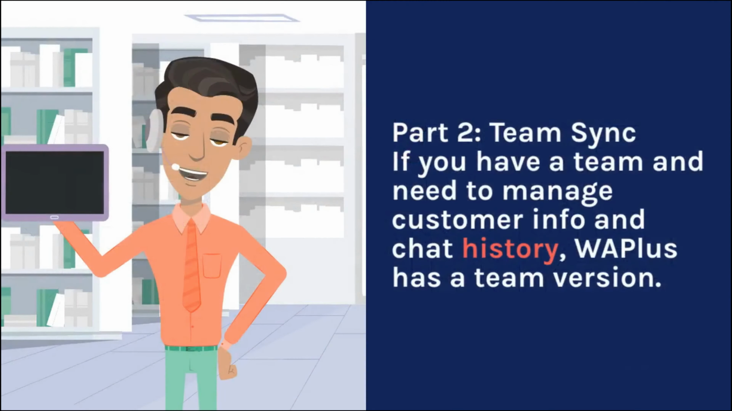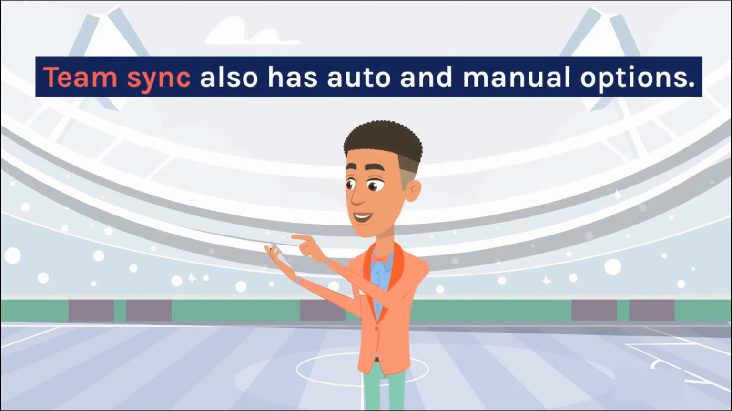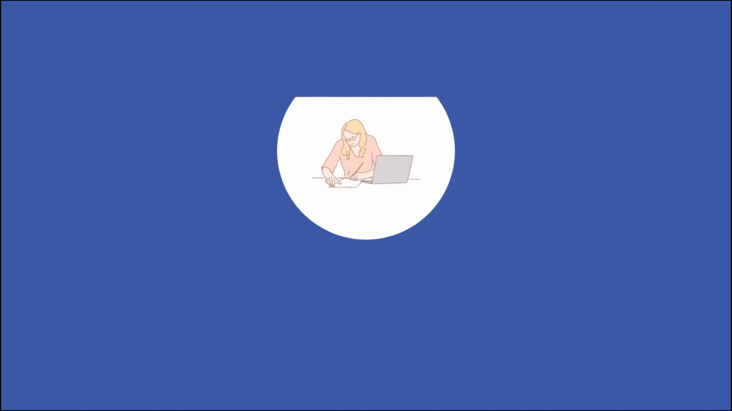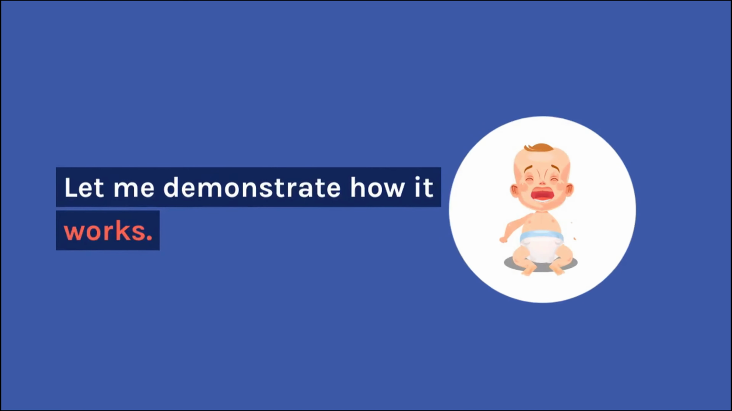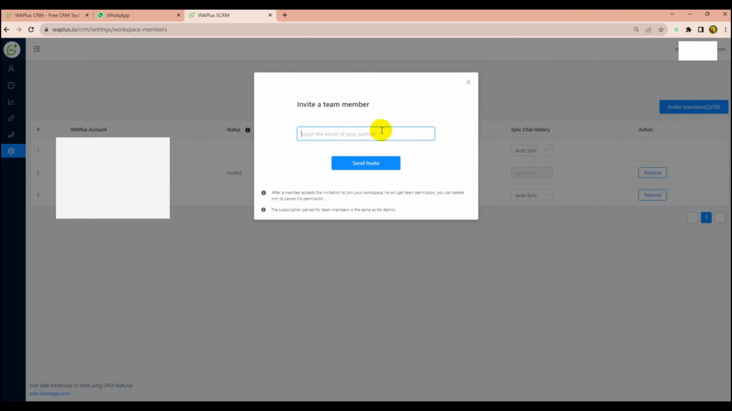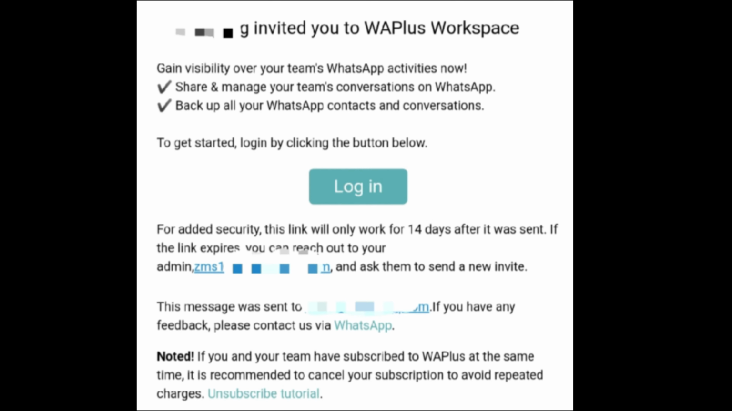Part 2. Team Sync. If you have a team and need to manage customer info and chat history, WAPlus has a team version. Team Sync also has auto and manual options. As a team leader, you can create a shared contacts list in WAPlus. Let me demonstrate how it works. Create a team workspace, click Invite to invite members. They will receive an email to accept the invitation.